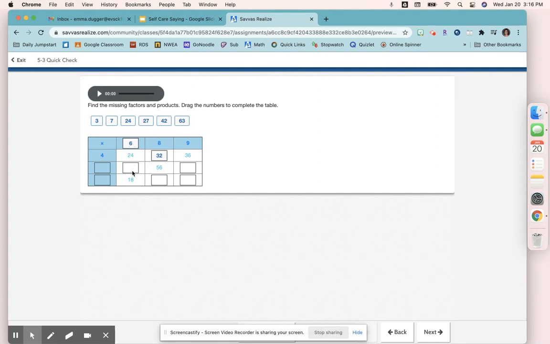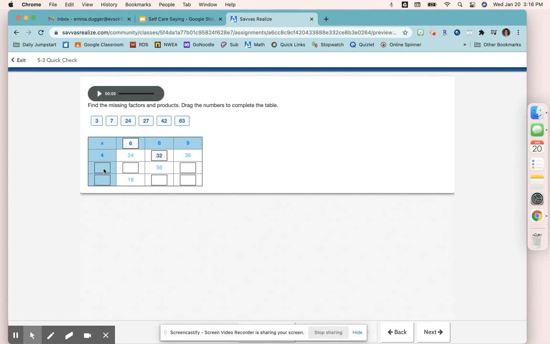Now that I have this factor, I can work on finding this number, but again, I don't have the other factor to find this product. I need at least two numbers. 6 and something equals something. It's not enough information. So I can't solve for this one yet. So I'm going to go to another box.